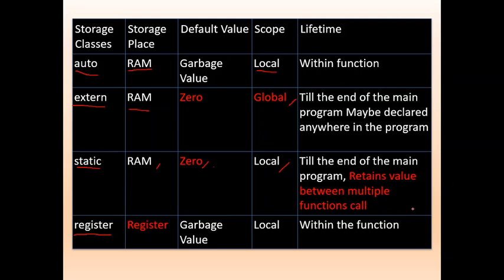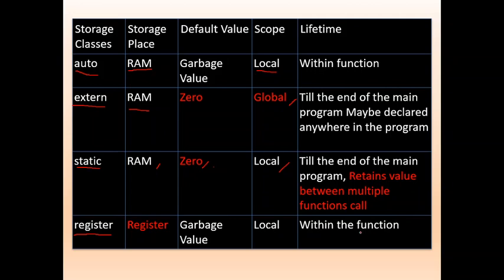Whenever you are entering into that function next time, it continues from the previous value. It loses its value only when you are closing the program. This is the speciality. So all the specialities are underlined, colored with red. Register: storage class is register, and its default value is garbage value. Scope is local, and its coverage area, its lifetime, is within the function.